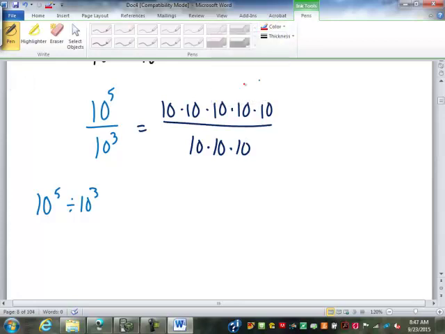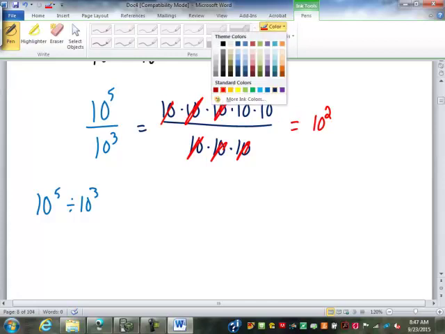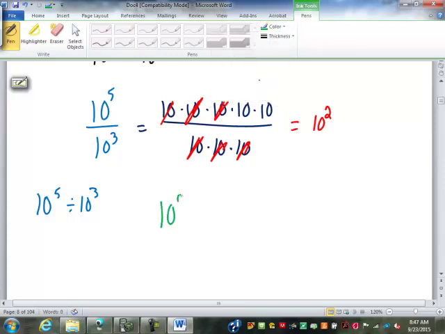In a fraction, remember we can divide out top and bottom. We can divide the same number into both the top and bottom. So I'm going to divide out a 10. It's gone. Can I divide out another 10? Sure can. Another one? Yes. What's left? 2 tens. 10 to the 2nd. If I had 10 to the 9th divided by 10 to the 5th, what am I going to get? 10 to the 4th. You see a pattern developing here?